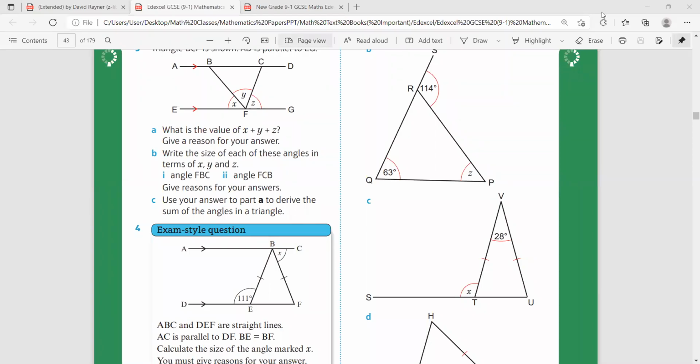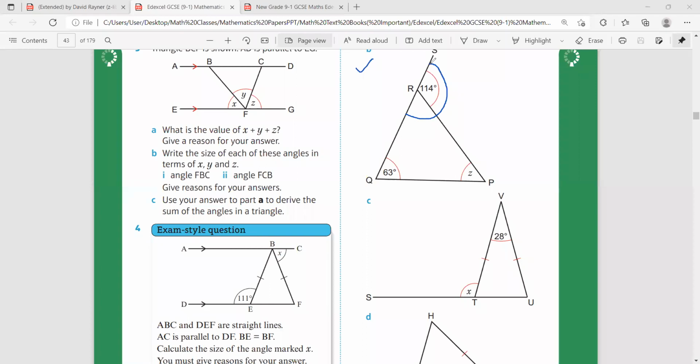Right. So first I will do this one. Now here they say to find the value of Z. So here, according to the angle theories, we know angles on a straight line add up to 180. So therefore you can start from there.